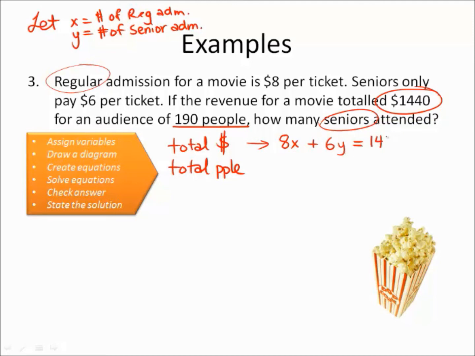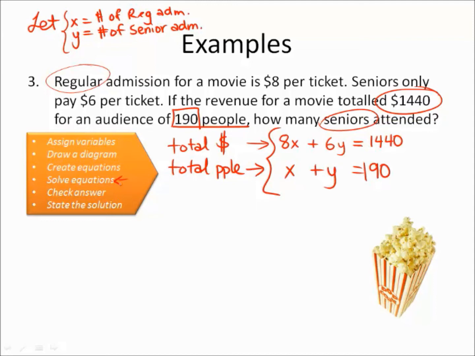would total to $1,440. The total amount of people is represented by 190, and our variables represent the number of people. So X plus Y would be adults plus seniors would give you 190 people. So now we've got two equations that we can solve using various methods.